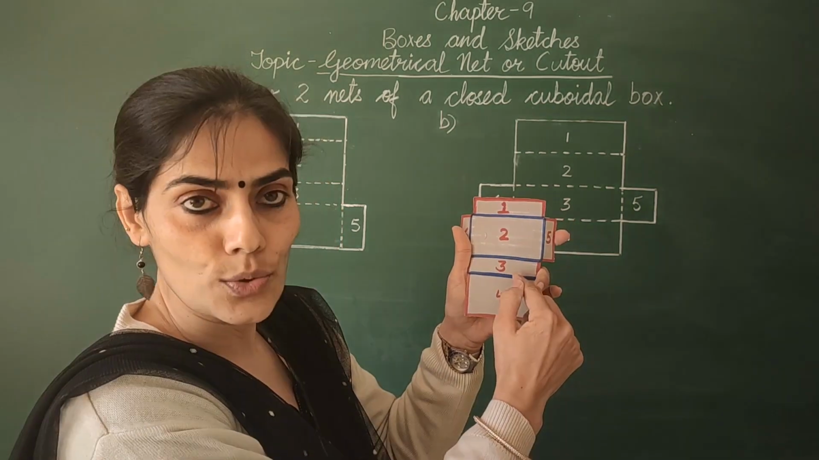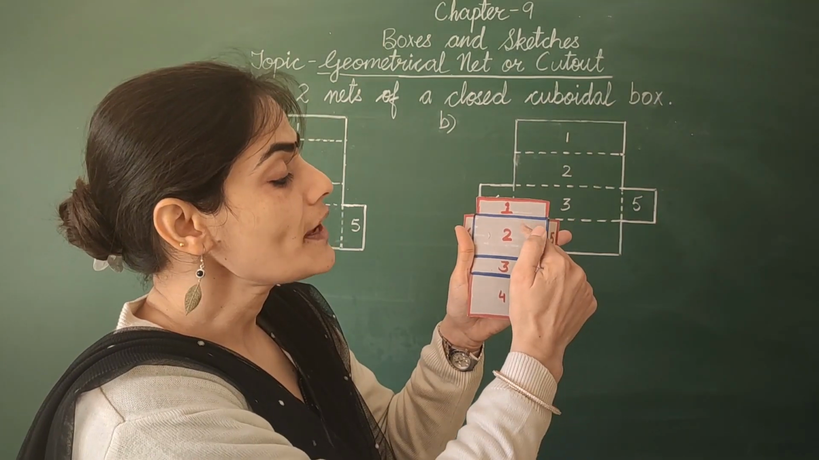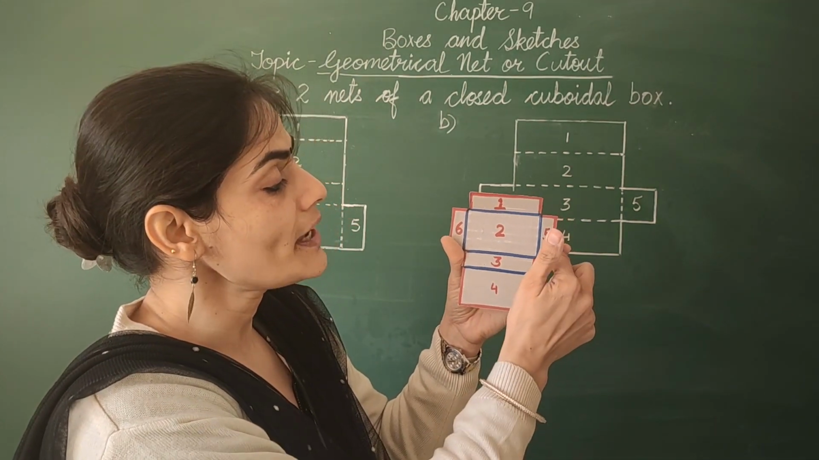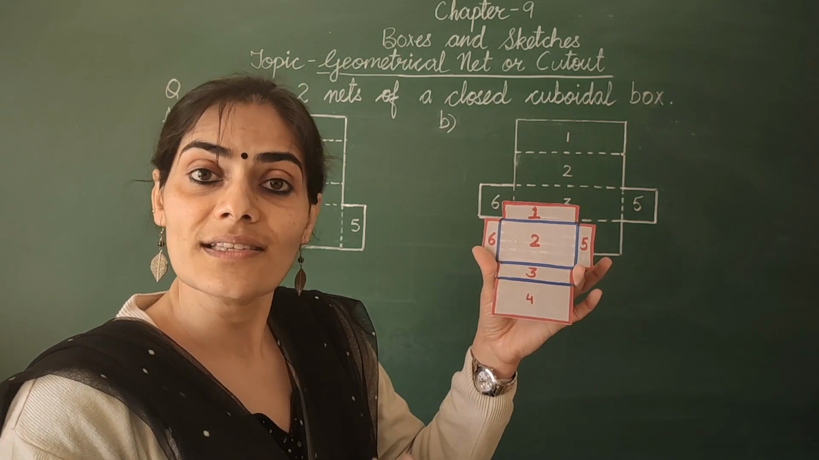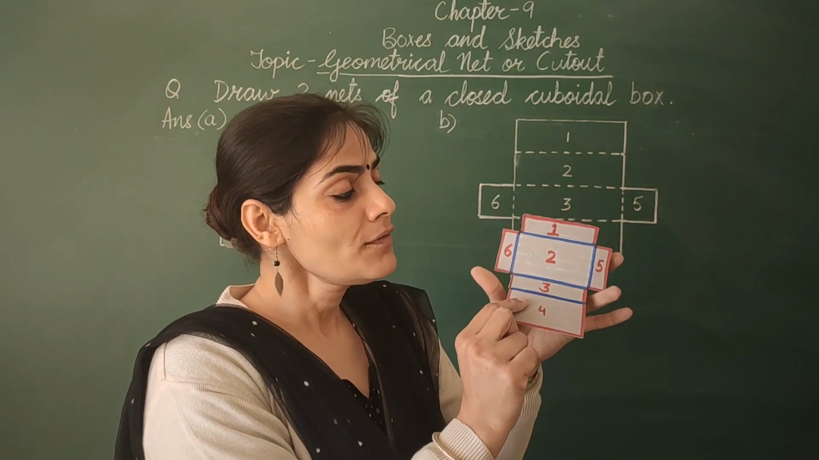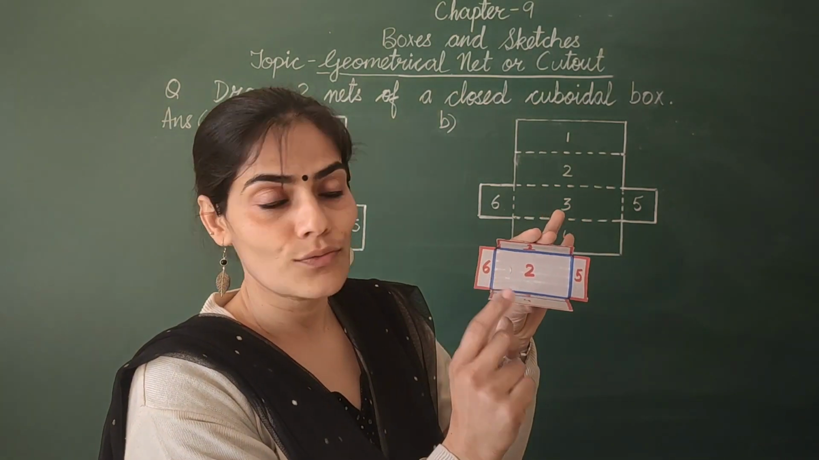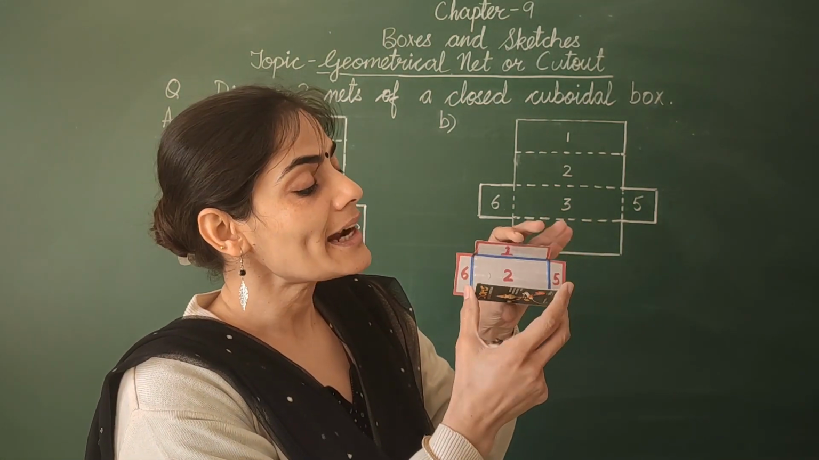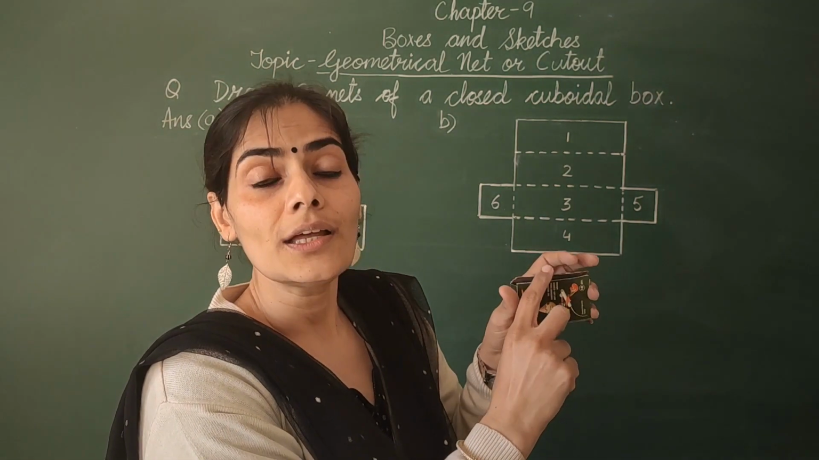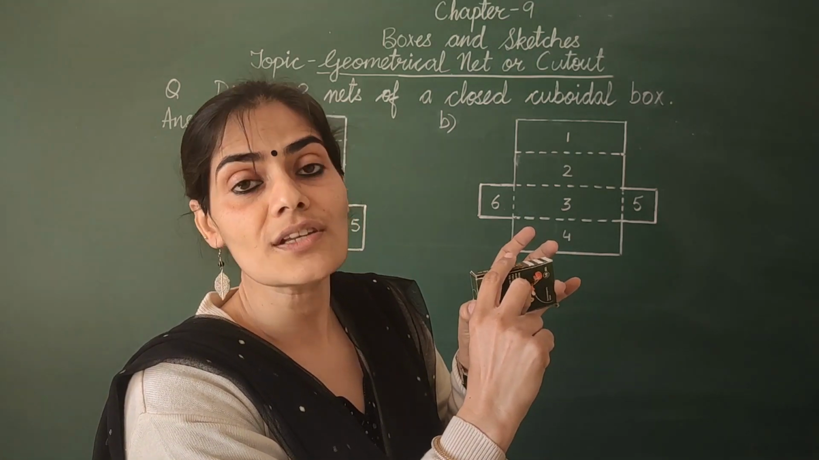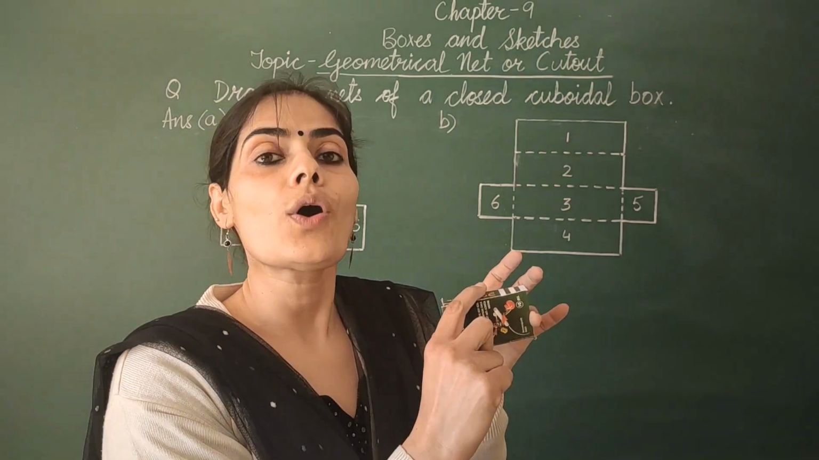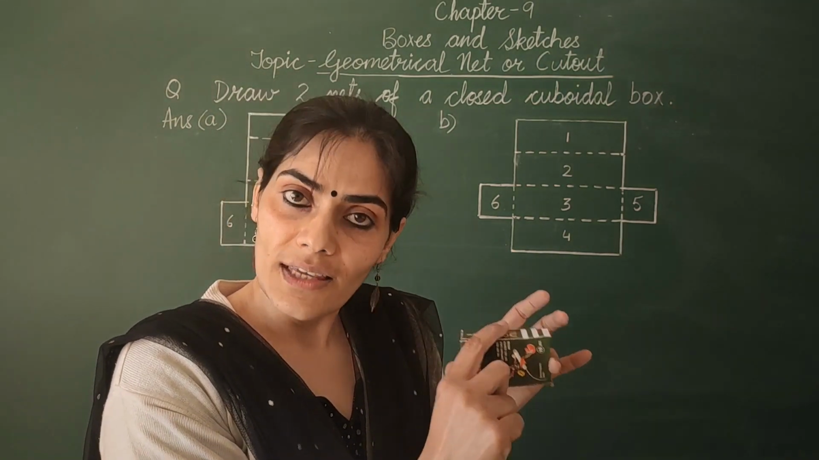Now, the second thing while drawing the net is that the alternate faces, that means leave one in between, should be equal. Face 1 should be equal to face 3. Face 2 should be equal to face 4. Similarly, face 5 should be equal to face 6. But what is the reason? Children, when we are going to fold this net, we will observe that these alternate faces are actually the opposite faces of this closed cuboidal box. And in a cuboidal box, the opposite faces are equal.